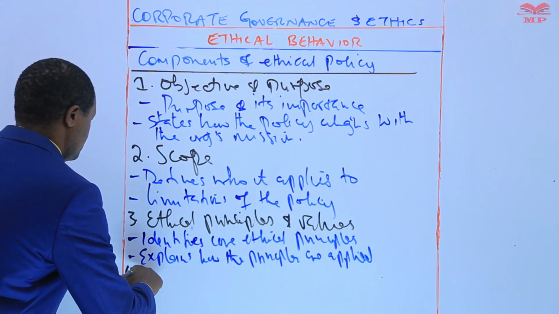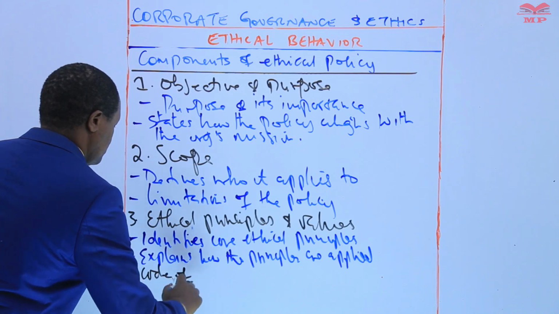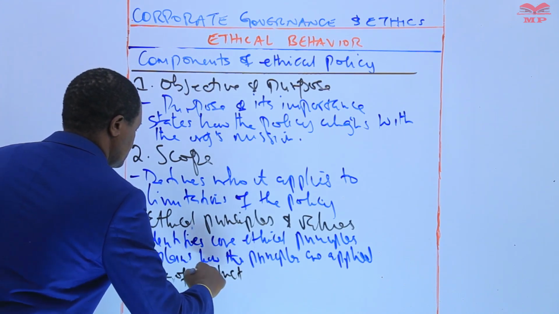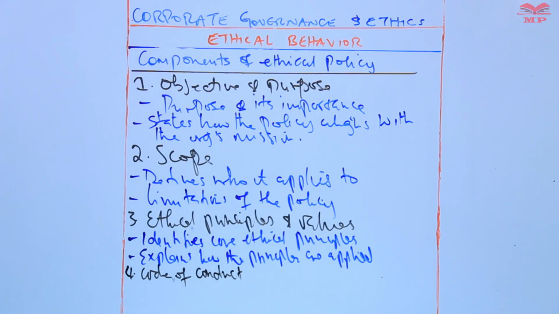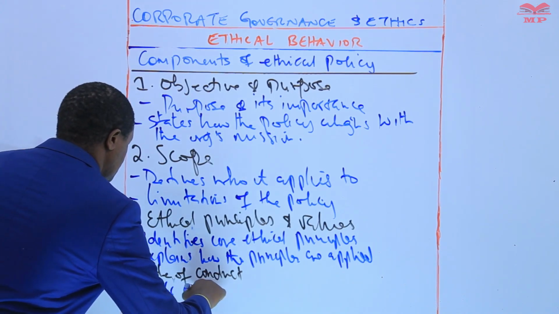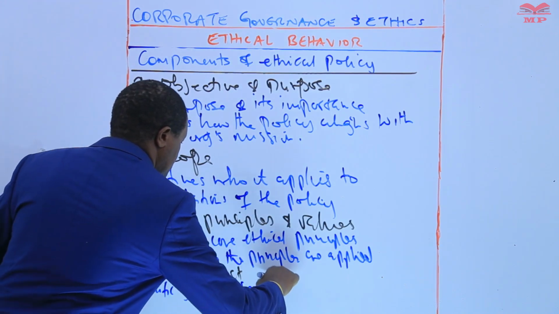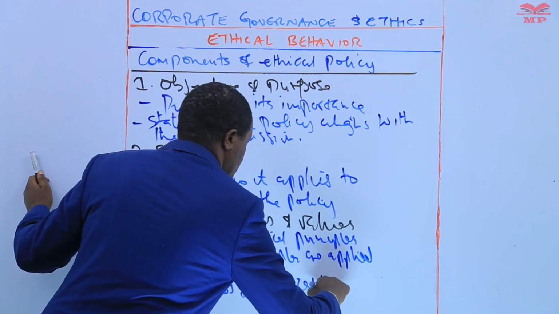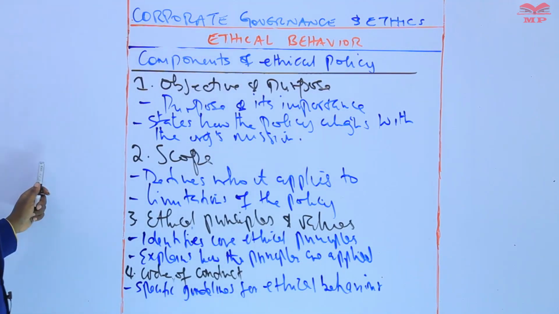Four, code of conduct. The code of conduct is another component of an ethical policy, which provides specific guidelines for ethical behavior.